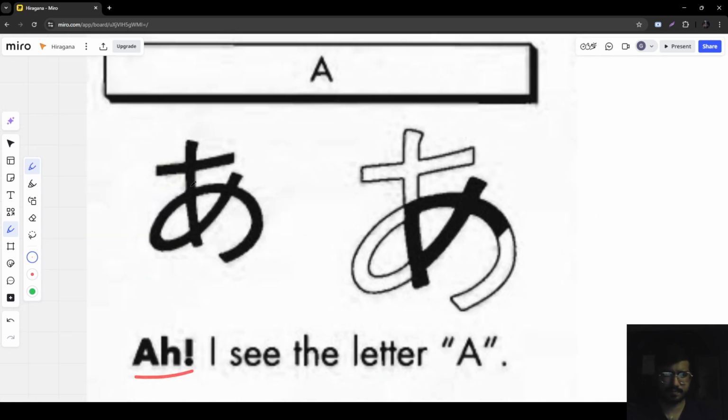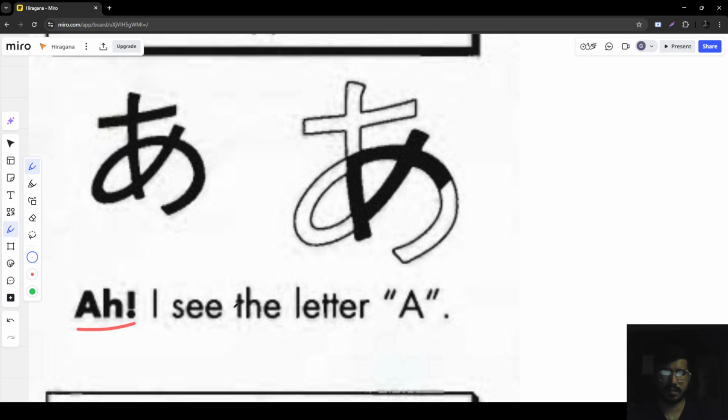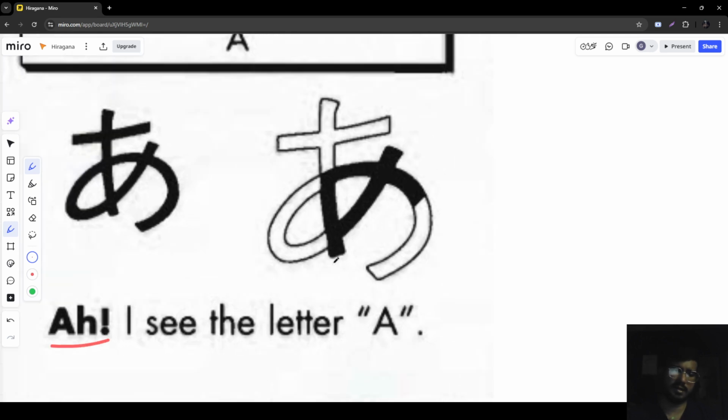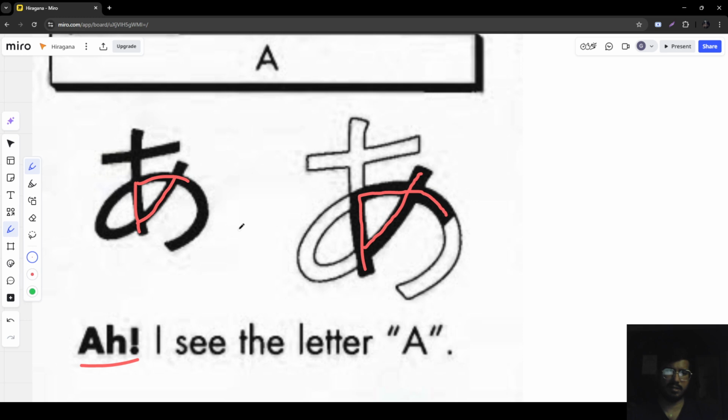Over here, this is A, right? So how do we remember this? Usually, as it's mentioned here, you can remember it by the A which can be found in this character. So this resembles an A, like this. This is A, and also the vowel is A.